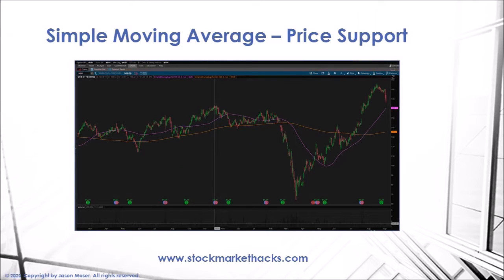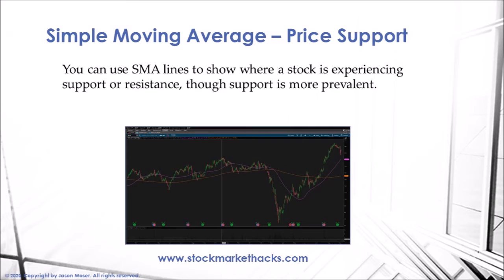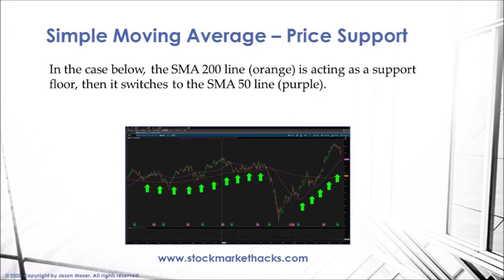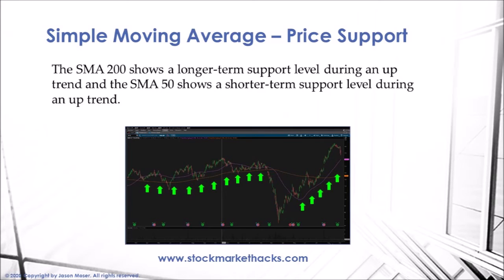Simple moving average, price support. You can use SMA lines to show where a stock is experiencing support or resistance, though support is more prevalent. In the case below, the SMA 200 line, orange, is acting as a support floor, then it switches to the SMA 50 line, purple. The SMA 200 shows a longer-term support level during an uptrend, and the SMA 50 shows a shorter-term support level during an uptrend.